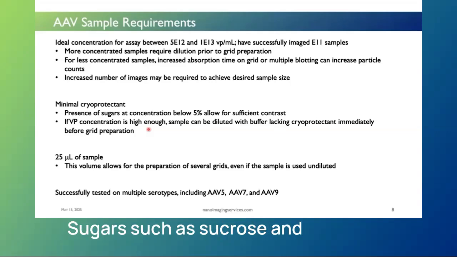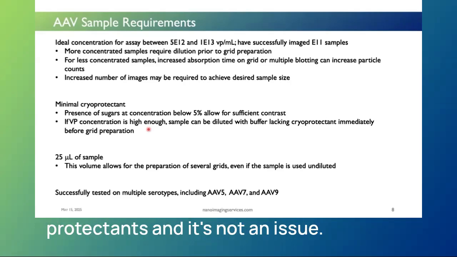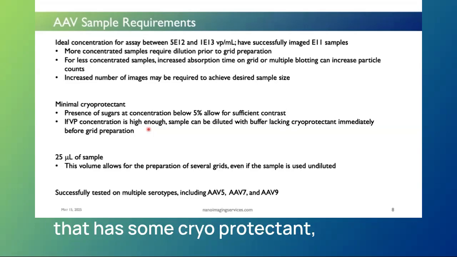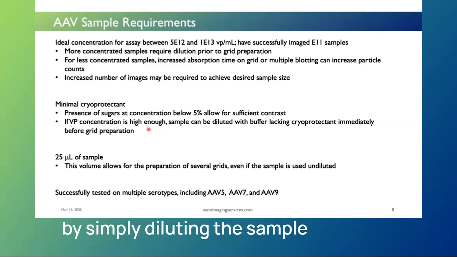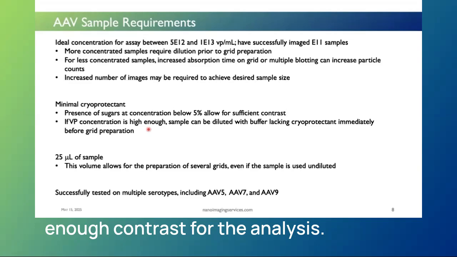Sugars such as sucrose and trehalose reduce the contrast of cryo-EM images. Most formulations that we receive, AAV formulations, lack any cryoprotectants, and it's not an issue. But if we do receive a formulation that has some cryoprotectant, we can generally deal with that by simply diluting the sample with dilution buffer that lacks cryoprotectant immediately before vitrification to try and get the cryoprotectant below 5%, at which point we have enough contrast for the analysis.